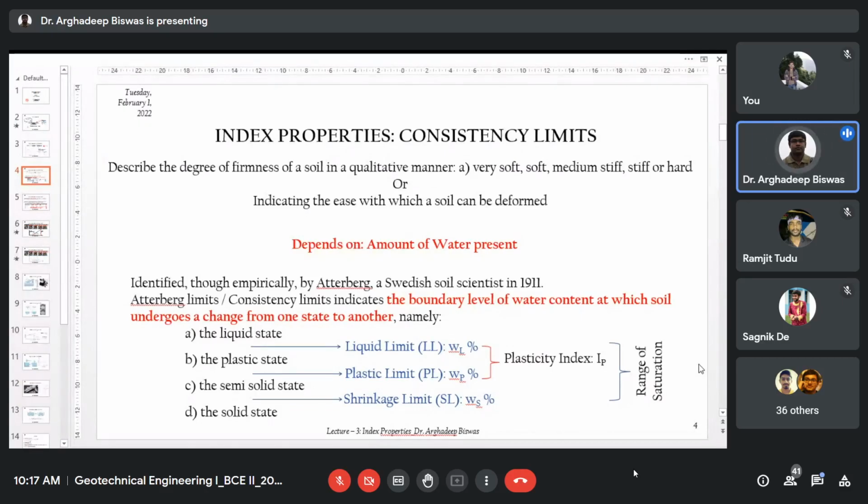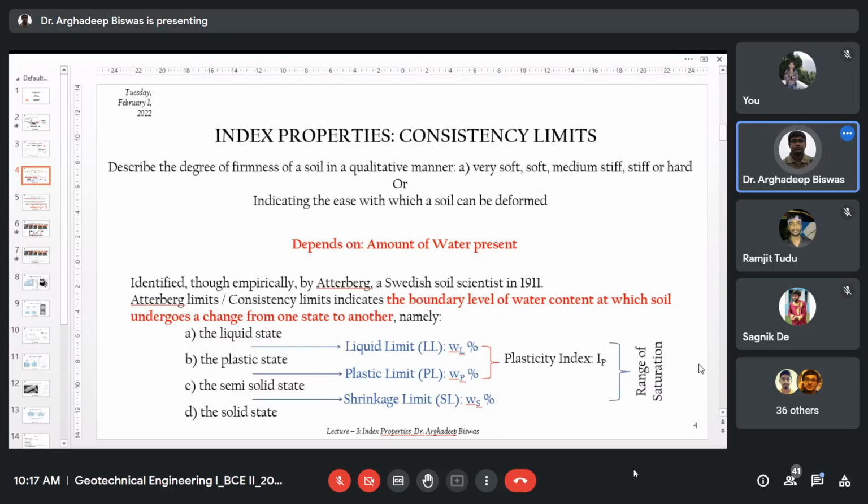So this WL means the percentage of water content at the liquid limit. In between the plastic state and the semi-solid state, the limiting water content is called the plastic limit, represented as PL, which is nothing but the water content WP in percent. In between the semi-solid and solid state, it is the shrinkage limit, indicated as SL, and WS is the water content corresponding to the shrinkage limit.